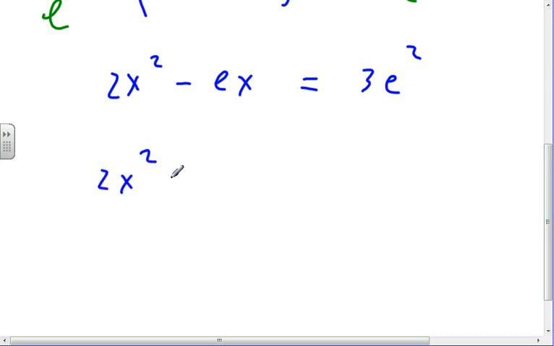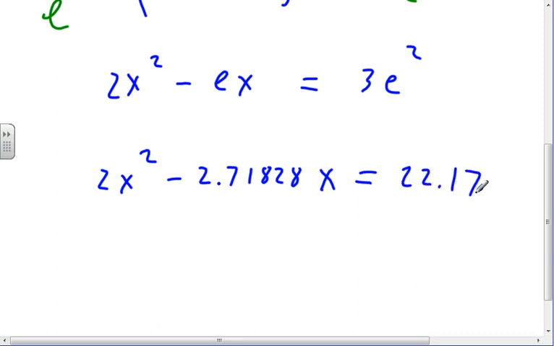2x squared minus 2.71828 x is equal to 3e squared. Okay, so 3 times e squared is 22.17. Go with 22.17? Yes, we will.